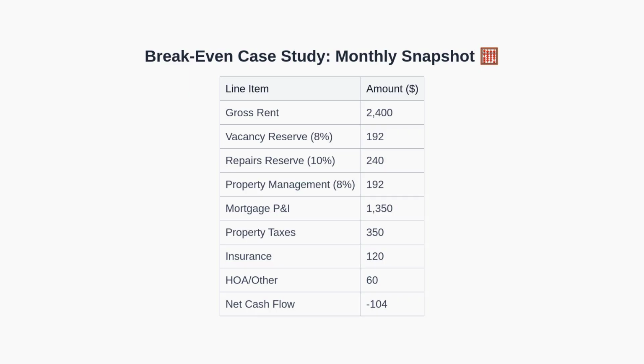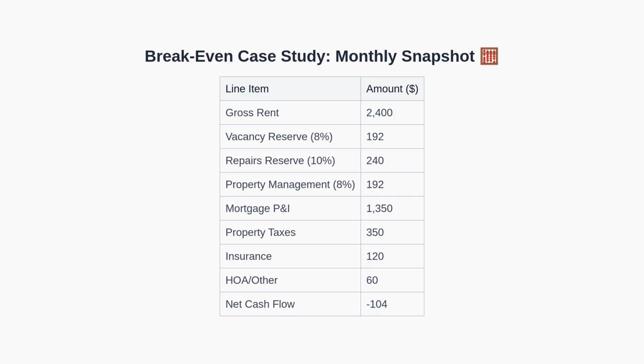Gross rent is $2,400. Vacancy reserve at 8% is $192. Repairs reserve at 10% is $240. Property management at 8% is $192. Mortgage principal and interest is $1,350. Property taxes are $350. Insurance is $120. HOA or other expenses are $60. Net cash flow is negative $104 per month. This demonstrates that a seemingly solid property with a low interest rate can still be cash flow negative after realistic reserves and expenses.